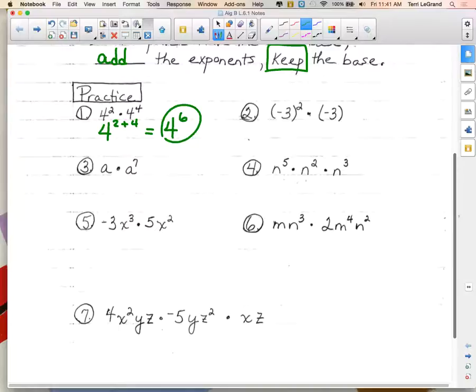Okay, can we use the shortcut on this one? Yes. Why? Because they have the same base. Same base. And okay, negative 3. Can I do this? Just write it like that? No. That's the base, right? Yes. Why do I have to have parentheses?